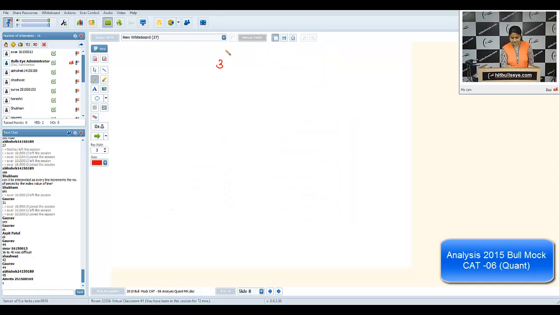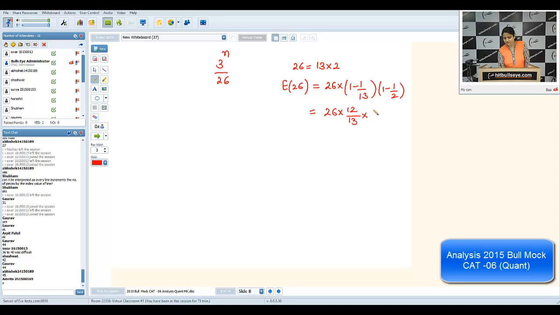See, I'm taking 3 raised to power n divided by 26. N can take any value, 100, 200, so on up to 10,000. Now, what is the Euler number of 26? I'm writing the prime factorization, that is 13 into 2. What is Euler number of 26? That will be 26 into 1 minus 1 by 13, 1 minus 1 by 2. 26 into 12 by 13 into half. That will be 12 only. So, Euler number of 26 is 12.